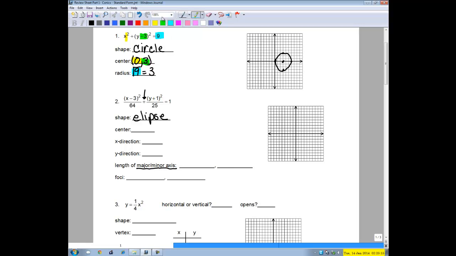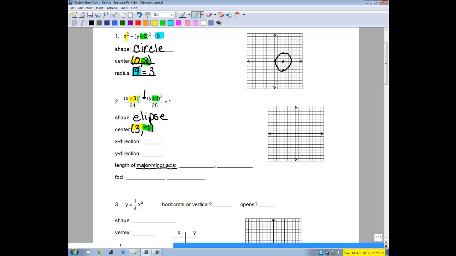The center is found the same way that the center for the circle is found. You look at what is subtracted from the x and what is subtracted from the y, or in this case added, but it's always the opposite sign of what's there. So it says minus 3, therefore the center is a positive 3 for x. It says plus 1 to the y, so the y value for the center is the opposite of plus 1, which is negative 1.